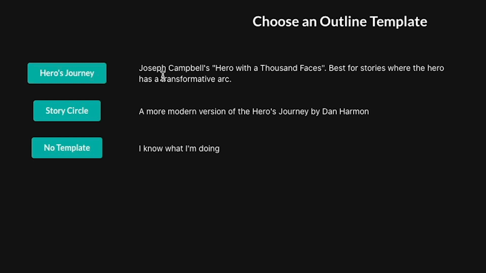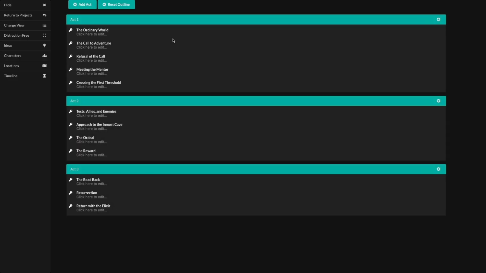So if you're a follower of the hero's journey, you can use the hero's journey, which I think is great. And then they've also got the story circle here by Dan Harmon for those who know what they're doing. Or if you dare, you can do no template and just do it by yourself. But let's click on the hero's journey because I know many of you are familiar with that. So here is the outline. It generates this structure for you automatically.